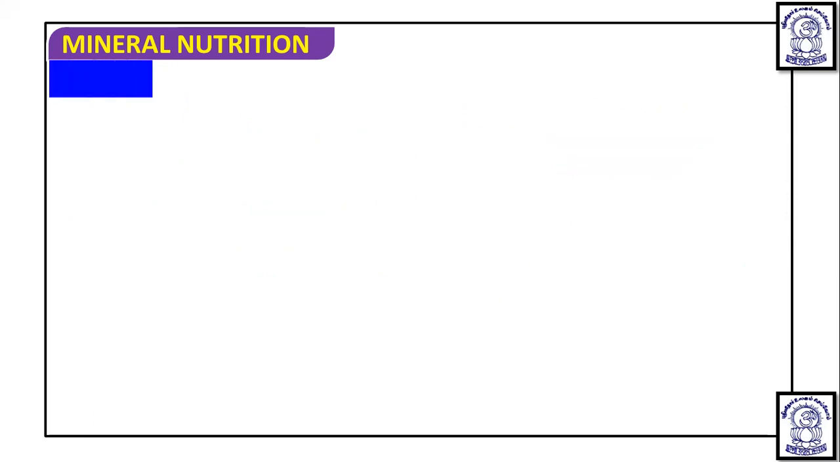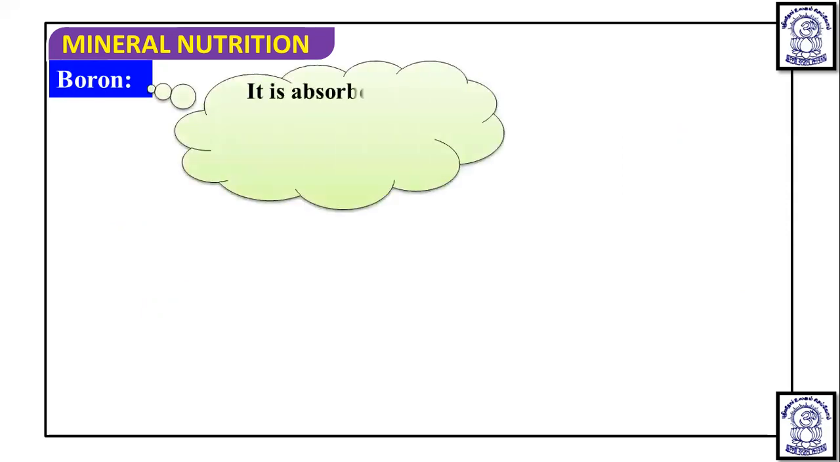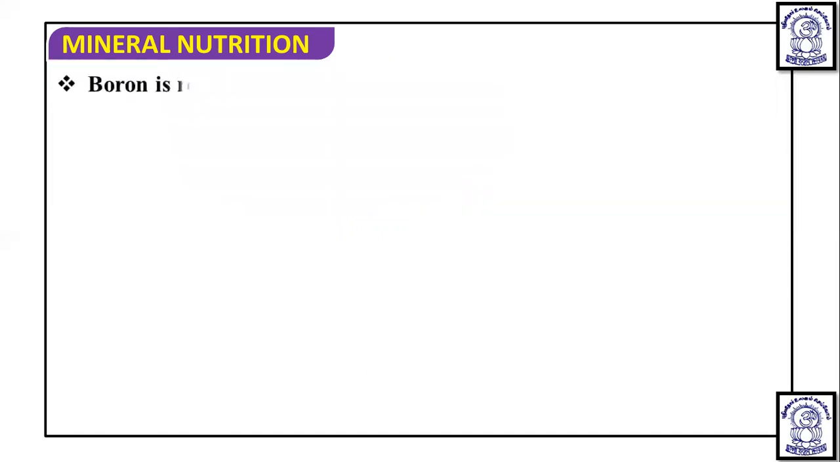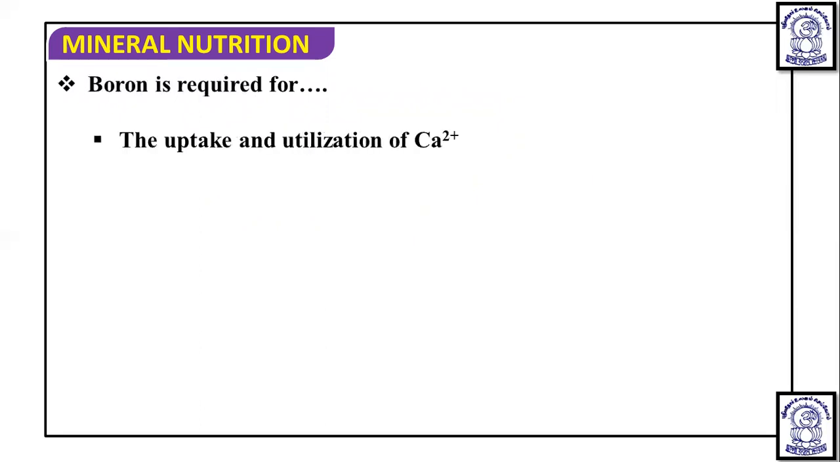Now the next element is boron. The boron, if we talk about, is one of the important elements. It is absorbed as a borate and tetraborate ion, that is BO3 minus or B4O7 minus. In this form, they can be absorbed. Now, this boron is required for the uptake and utilization of calcium.